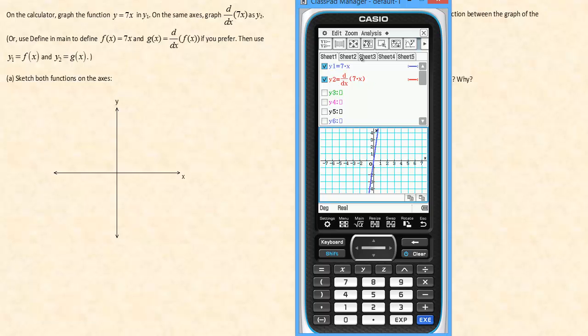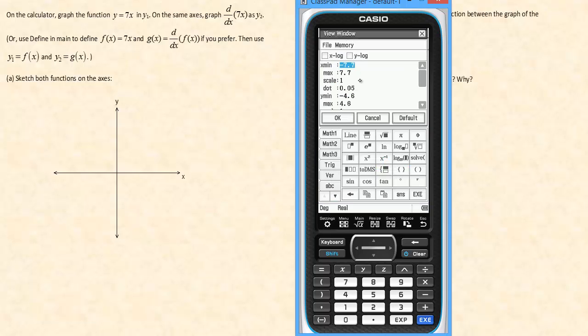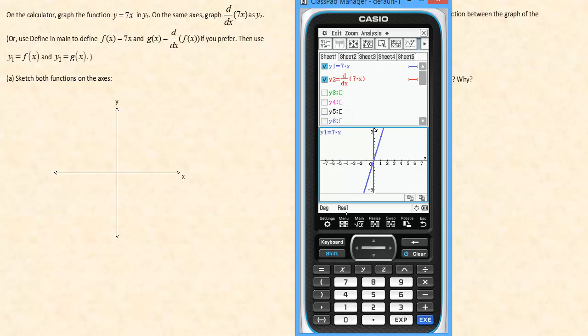We're going to need to change the axes a bit to see both of them. If we go from -10 to say 10, that should do the trick. The blue one, of course, is our 7x, and the red one is the derivative, which we can see by looking at it is just the line y equals 7.